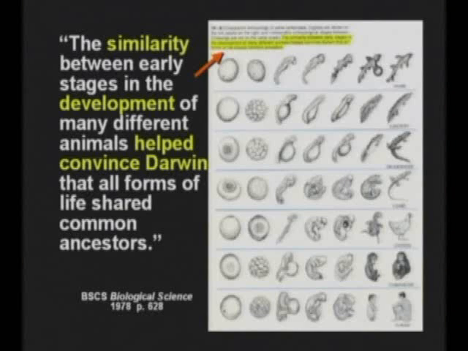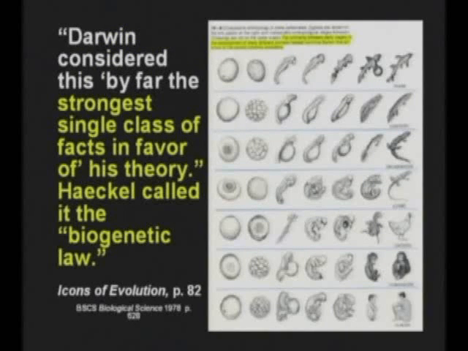Okay, I'm ready. This textbook says the similarity between the early stages of development of many different animals helped convince Darwin that all forms of life shared common ancestors. Darwin considered this the strongest class of facts in favor of his theory. This was the best evidence Darwin knew of for his theory. The guy who made up this dumb idea is named Ernst Haeckel.